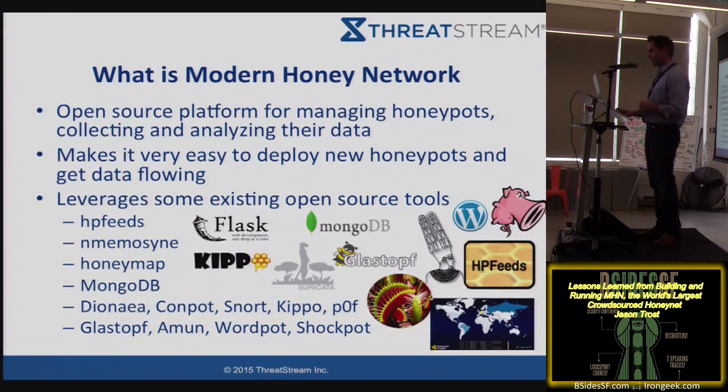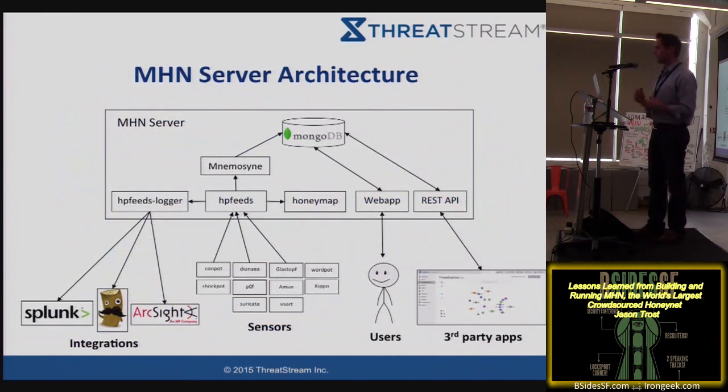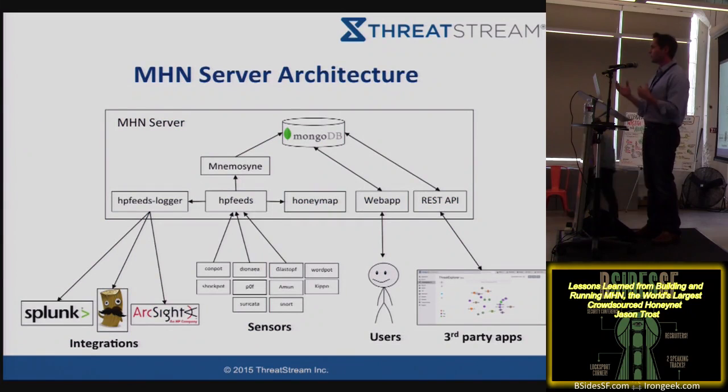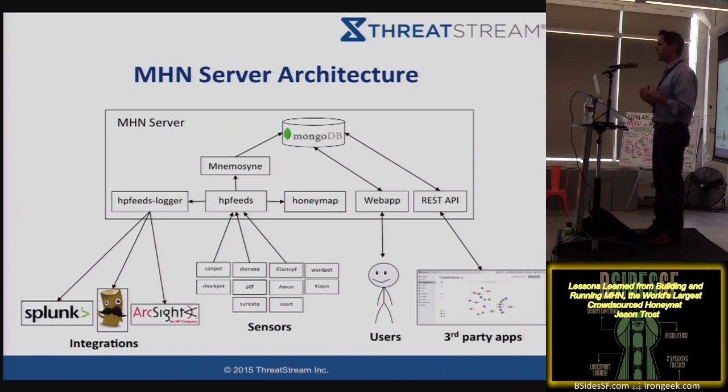Okay, so here's the architecture for what MHN looks like. The top section of this diagram is the MHN server. This is what you would deploy on your network. The bottom section are the other components. Starting at the bottom with the sensors, for example, we have Conpot, Dionaea, all the other sensors I mentioned before. Those are sitting on your network, collecting data, and shipping it back to the MHN server using HPFeeds. From there, HPFeeds is sending this data in real time to Honeymap for real time visualization, to Normalizer for indexing into MongoDB, and then also to HPFeeds logger, which is a component that we wrote that's useful for integrating this honeypot data with external security systems. We currently have support out of the box for Splunk, ArcSight, and then Logstash, so you could really build your own sort of system.